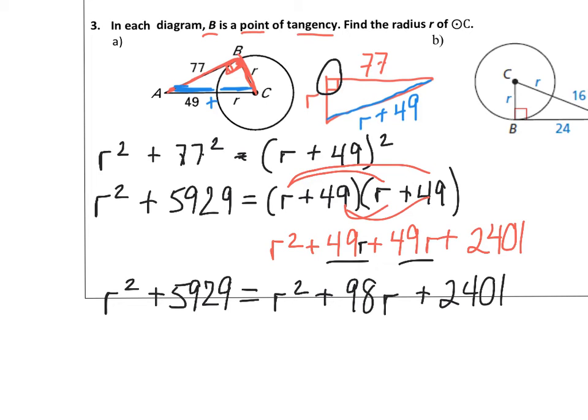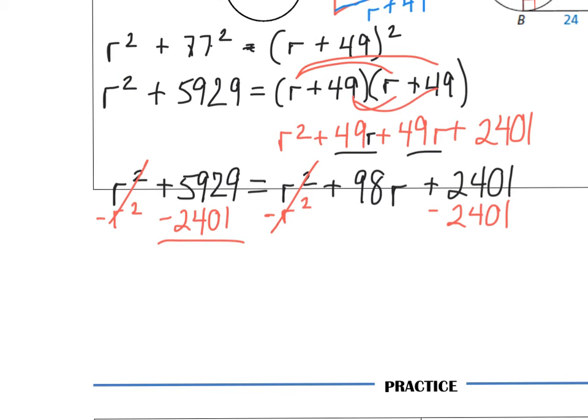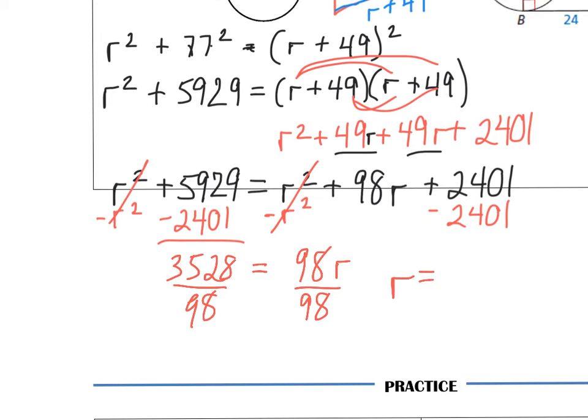Now, what's going to happen when I start moving stuff around is, as soon as I subtract R squared from this side, it looks like both of them are just going to disappear. Okay, so my R squareds are gone. So the next thing I'm going to do is take this 2,401 and move it to the other side. So I end up with 3,528, and it's still equal to 98R. So the last thing I'm going to do is just divide by 98, and when I divide that by 98, it's going to give me 36 for my radius.